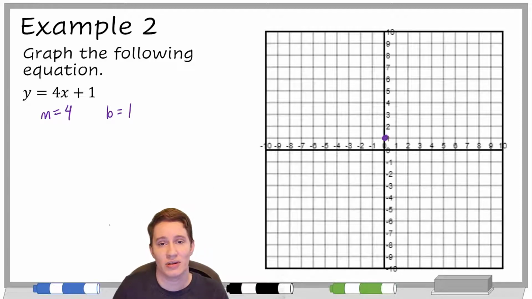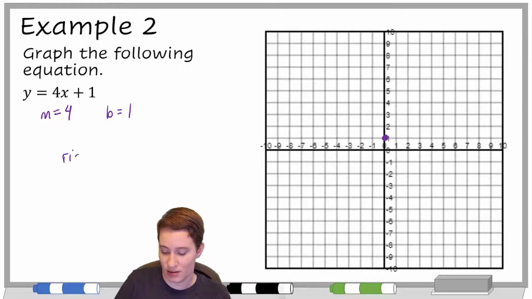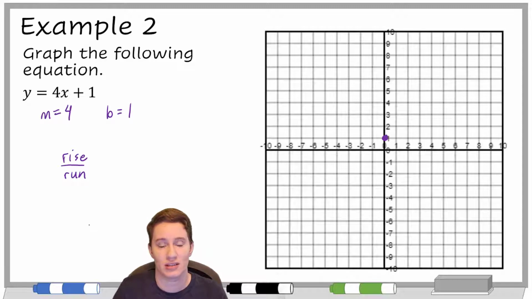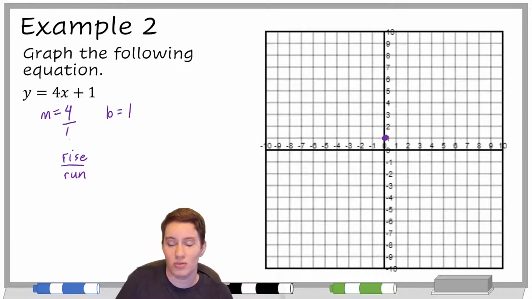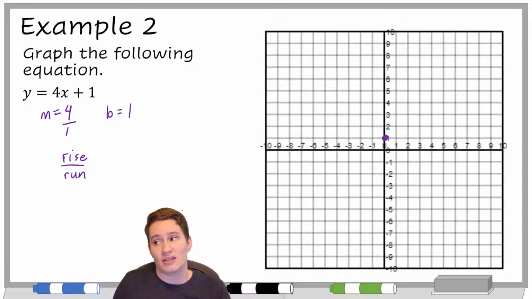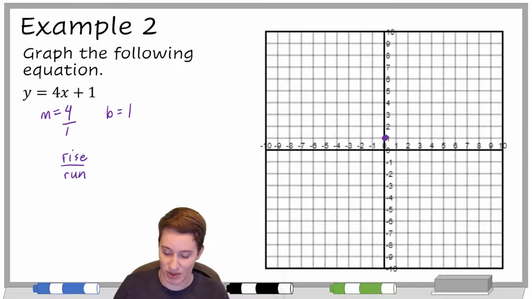Then we'll look at our slope. Now our slope is rise over run, which is a fraction, but our slope right now, 4, is not a fraction. How do we turn a whole number into a fraction? We put it over 1. And we put it over positive 1, because if we put it over negative 1, that would change this to a negative 4. So we put it over a positive 1. That means our rise is 4 and our run is 1, both positive.